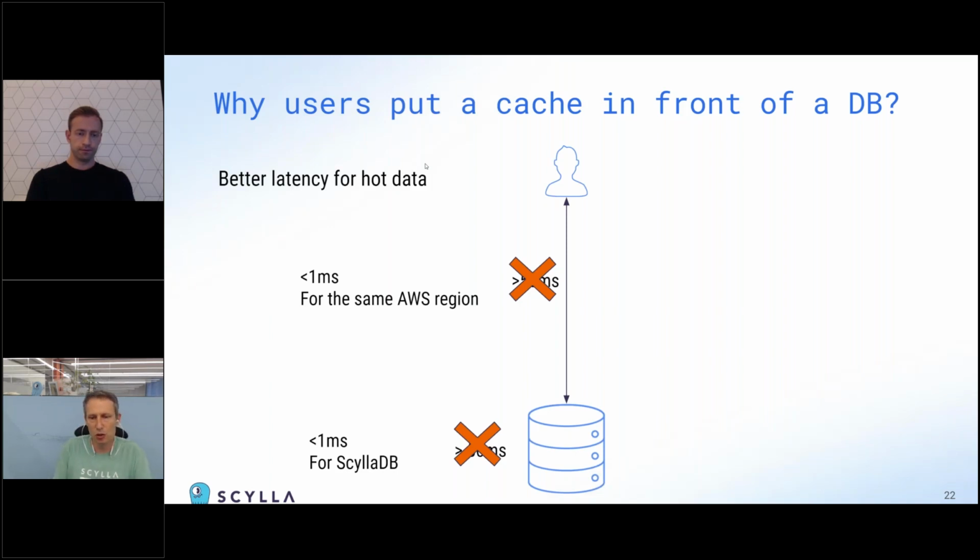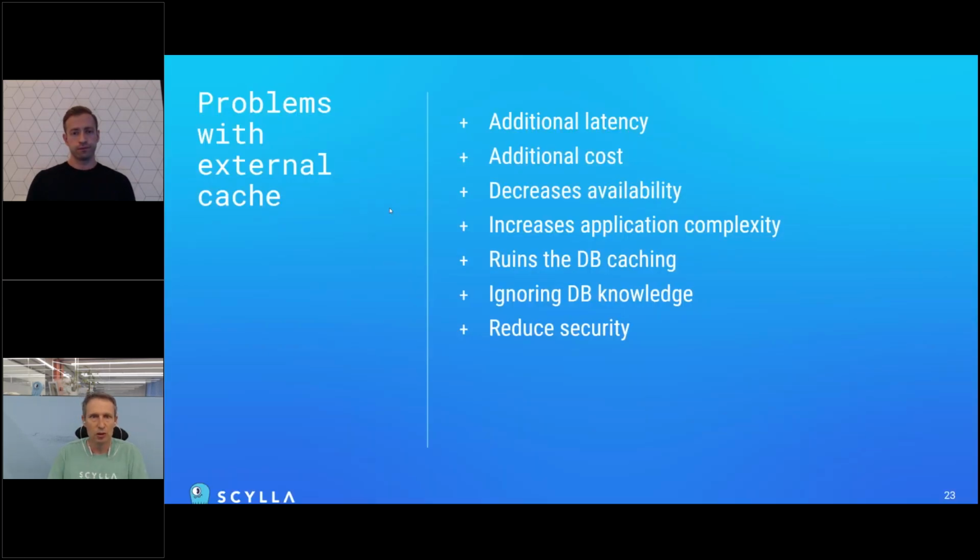The second reasoning is slow response of the database. I already mentioned that ScyllaDB was designed from scratch for performance and low latency. And in most cases, you will get an average latency from ScyllaDB of less than 1 millisecond. Even the P99 is usually less than 5 milliseconds. So if you don't have the network latency, you don't have the database latency, the reasoning for a cache becomes less obvious, and in many cases, you don't actually need it.